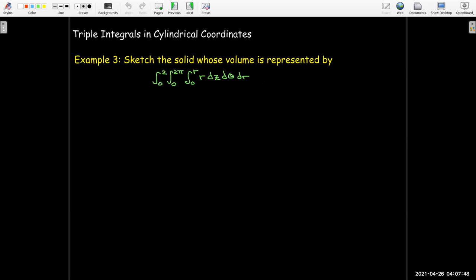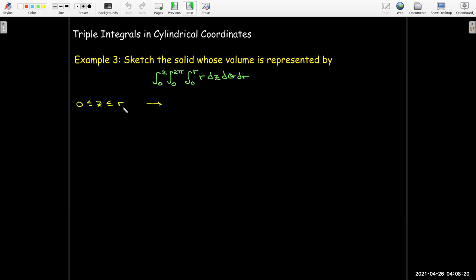Now you may be wondering, why is it that I have d theta dr instead of dr d theta? It doesn't matter because both of those integrals have constant upper and lower bounds. So the order in which they're evaluated will not matter. But I do have to do dz first because its bounds are functions of r and theta.